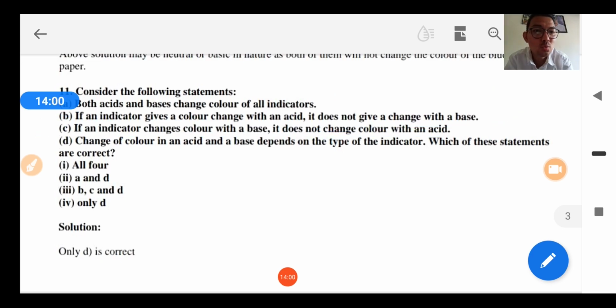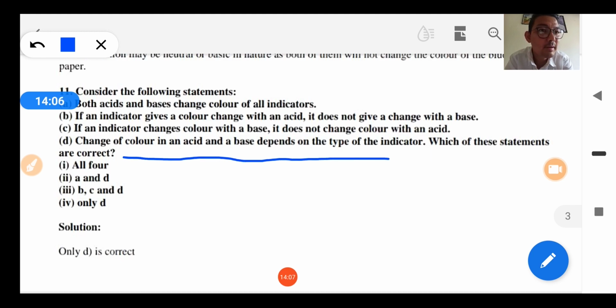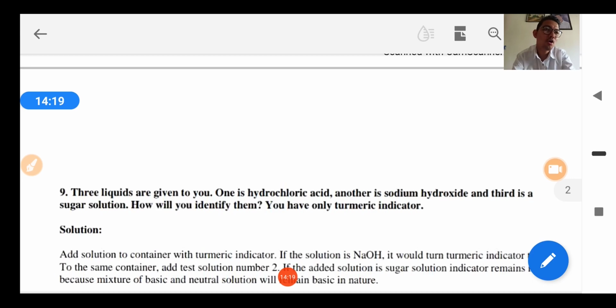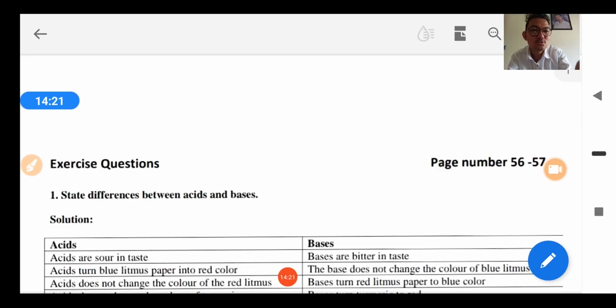Now I'm coming to question number 11 part 4. Change of color in an acid and base depends on the type of indicator. This is what I was trying to say. So only option number D is correct. So this was all about questions of NCERT exercise of acids, bases and salts.